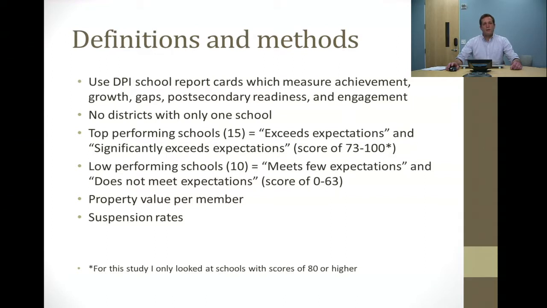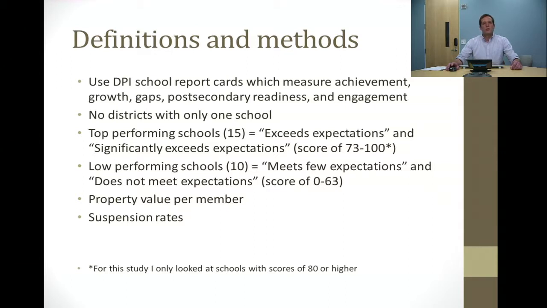My top performing schools, I looked at 15 of those. Scores of 73 to 100 indicate schools that exceed expectations or significantly exceed expectations. And though the minimum score to earn the exceeds expectations label is 73, I chose to use a minimum score of 80 for my top performing schools.